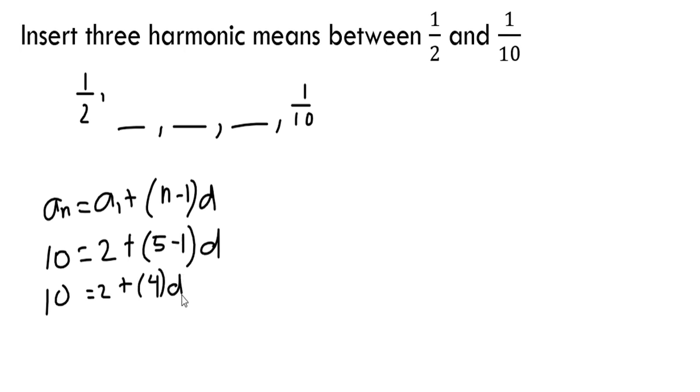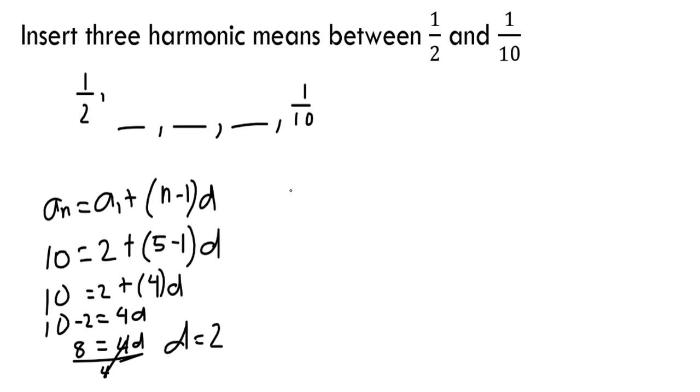Yung 2, lipat natin sa left side. So, 10 minus 2 is equal to 4d. 10 minus 2 is 8, equals 4 times d. Then, divide natin both sides by 4. Makakancel na yun. So, the difference is 8 divided by 4, that is 2. Ang common difference niya ay 2.